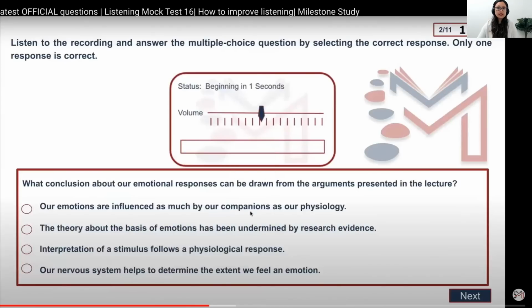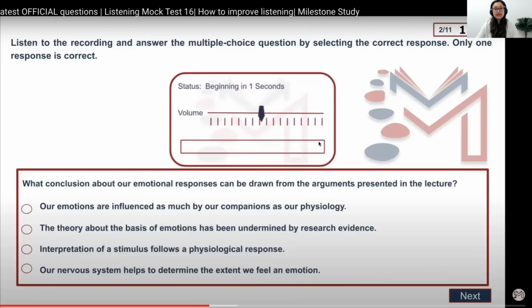Okay, now before we begin, this is called multiple choice question. Only one response is correct. Okay, you won't have a lot of time in the exam to see what the question is, what the options are, and read the instructions and all. So I would suggest that whenever you see a question, what conclusion about our emotional responses can be drawn from the arguments presented in the lecture. That means they are talking about our emotional responses.